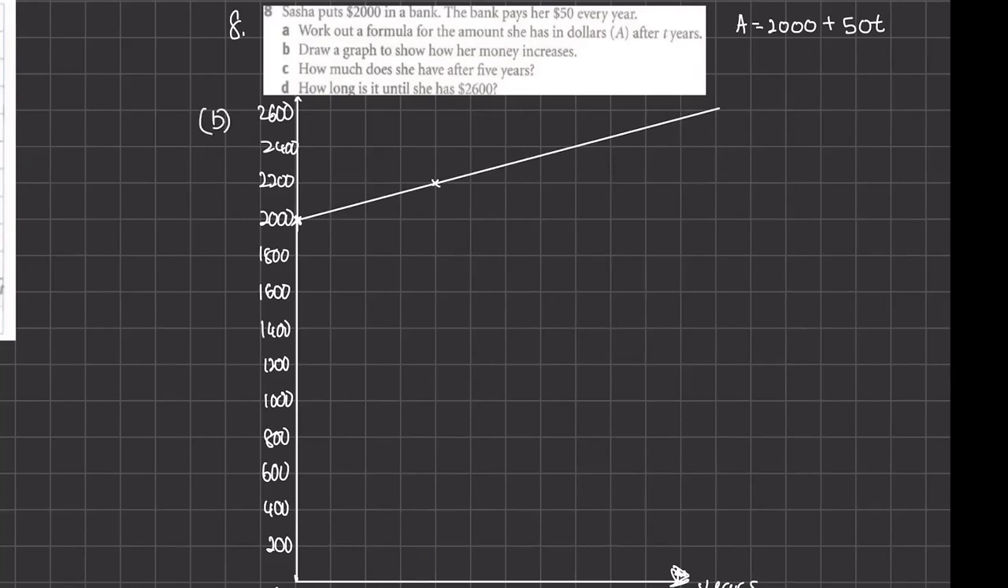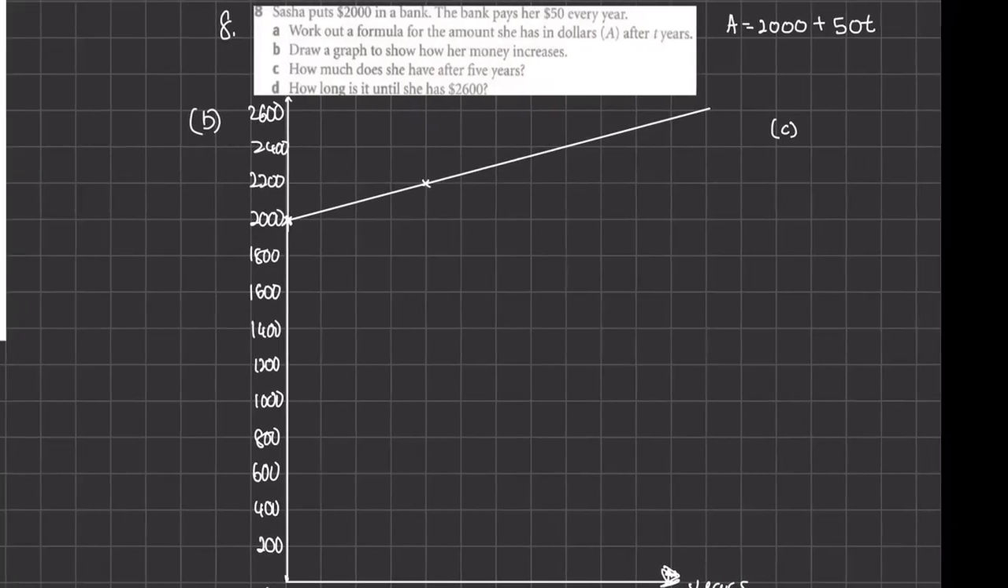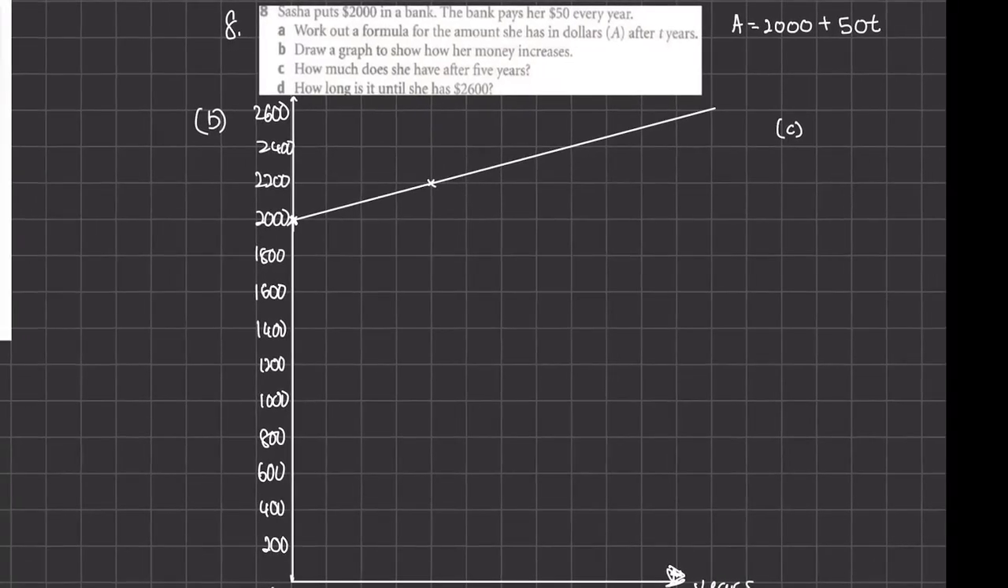How much does she have after 5 years? They never tell you to use your graph, huh? Never tell you to use your graph. I would just calculate because they didn't say use your graph. So I'll just think that, oh, 5 years, I'll just use the formula. A is equal to 2,000 plus 50, 5 years. Right?